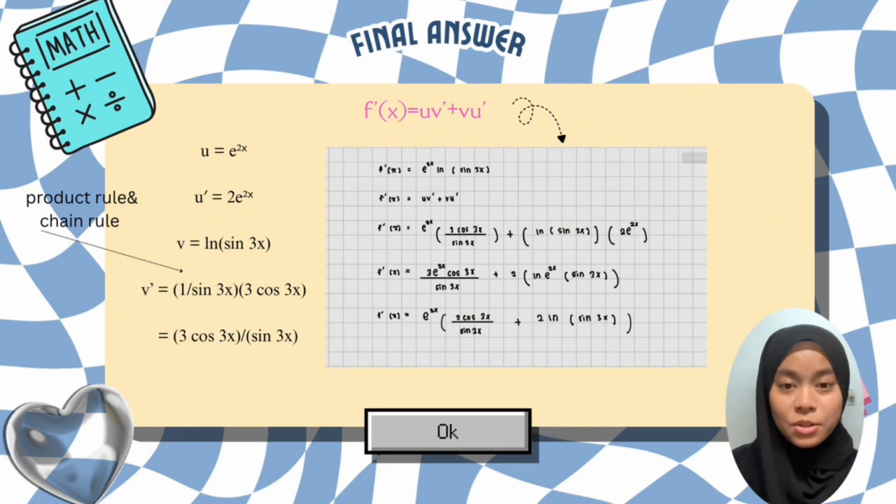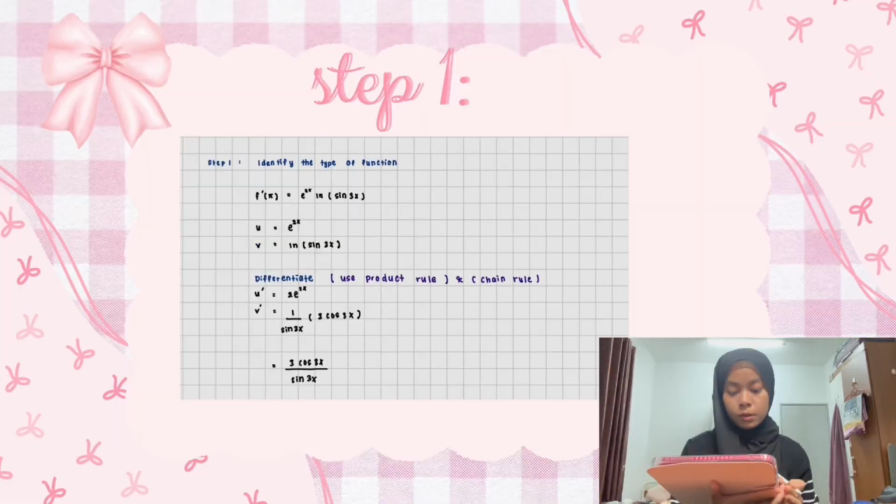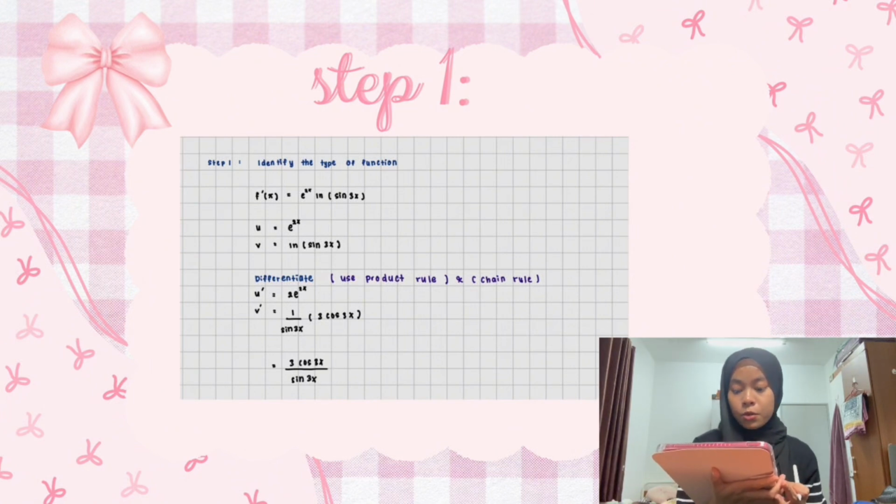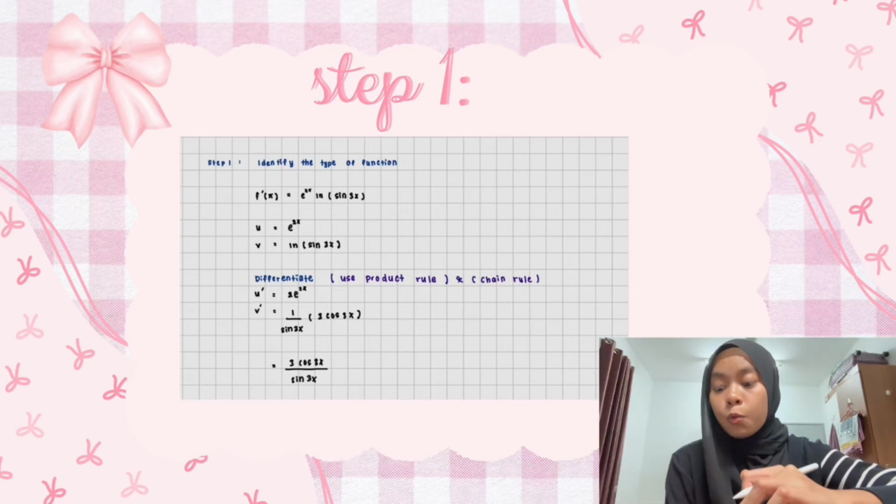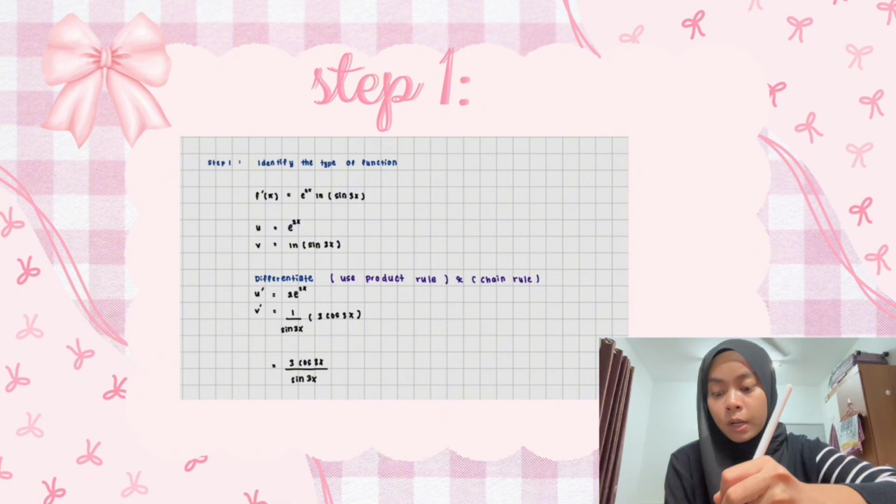So, let me show you how to solve this question. The first step, we should identify the type of product, which is u = e^(2x), v = ln sin 3x. Secondly, we should differentiate u. Therefore, we get u' = 2e^(2x).